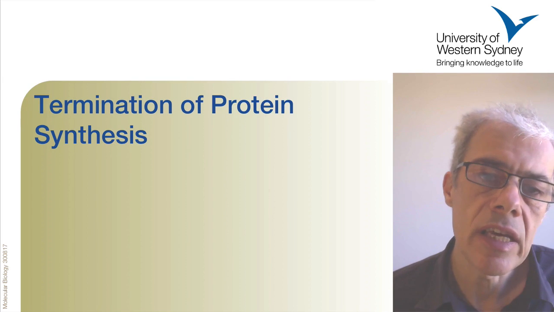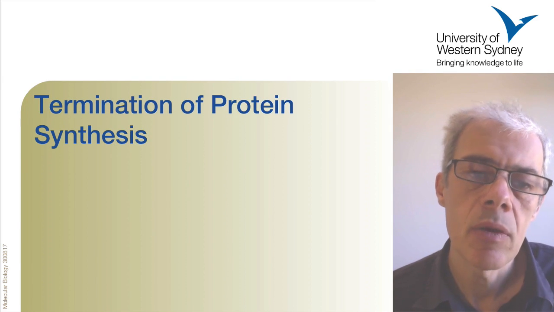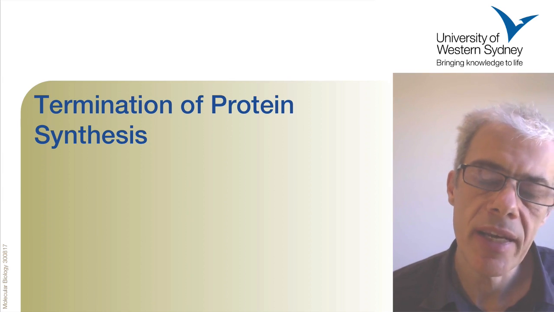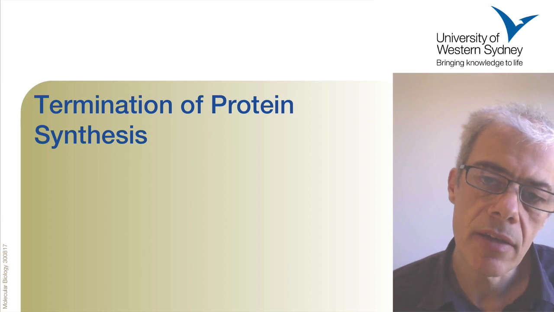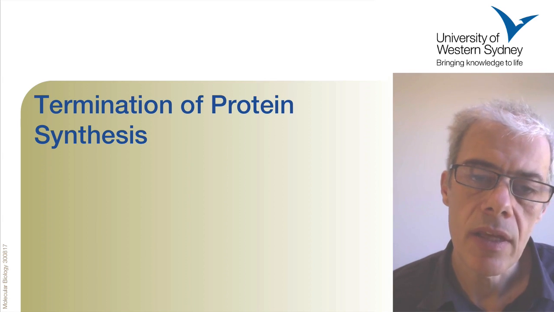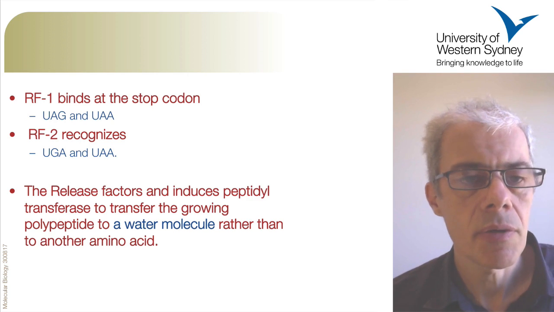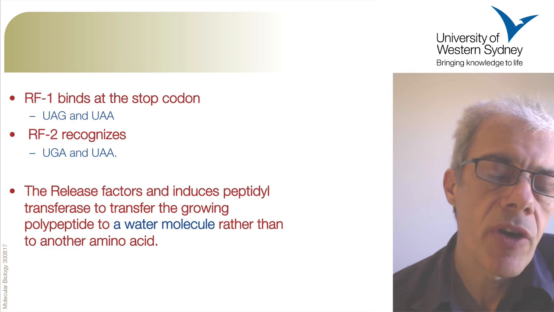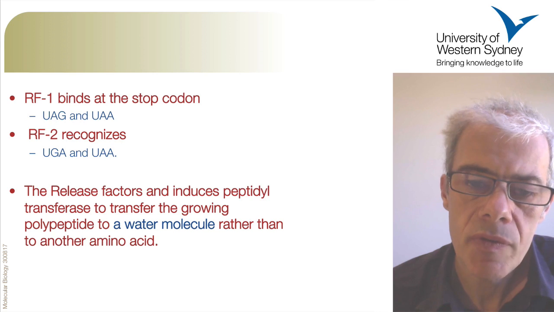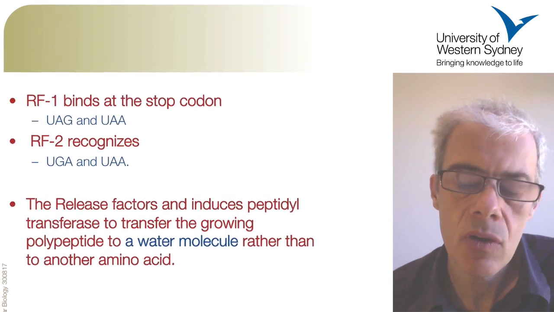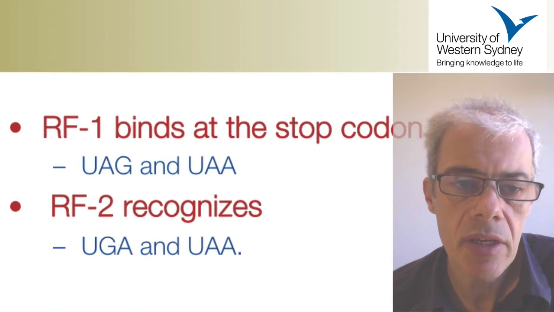So now that we've covered initiation of protein synthesis, we've covered elongation of protein synthesis, let's assume that enough amino acid residues have been added to create the polypeptide. The last stage in translation is the termination of protein synthesis. So the termination of protein synthesis involves the ribosome coming across a codon which is called a stop codon, such as AUG or UAA, as I've listed here.